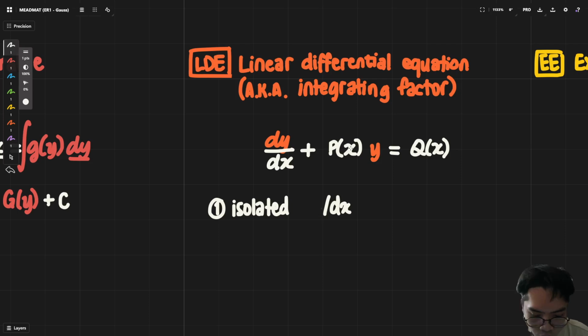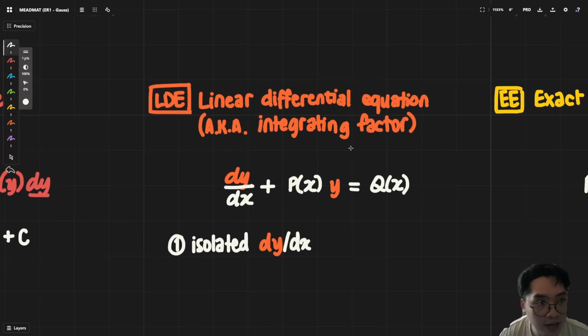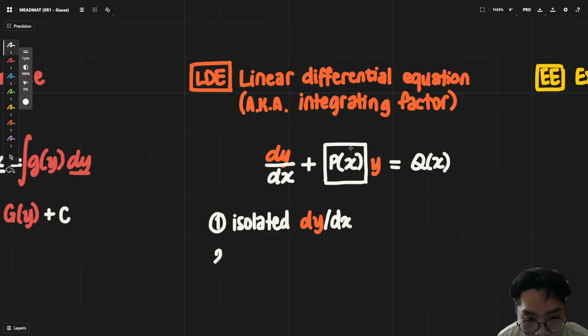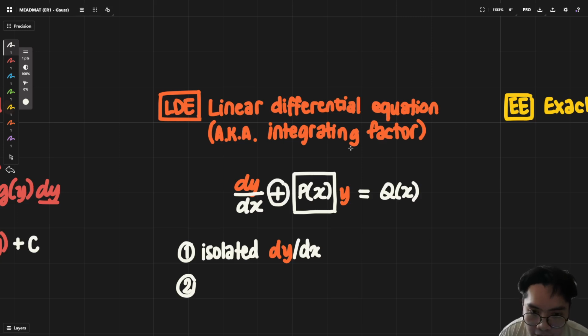Next, number 2. What we will have in here is your P(x) times y. What I like to do in this case is to recognize that this is the function by putting it in a box. For number 2, I'm emphasizing this because I made lots of mistakes like this before. This needs to be positive. So literally everything else that is not positive, you put inside the P, inside of this box.